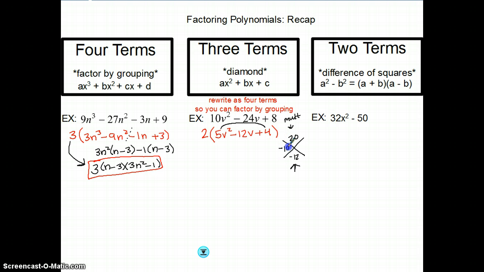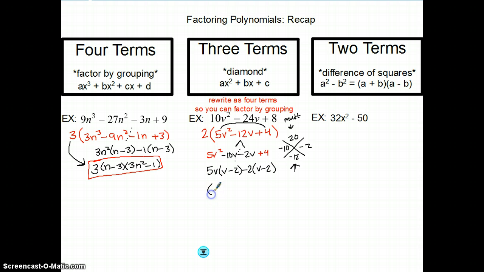Those 2 numbers are negative 10 and negative 2. So I rewrite my negative 12 in the middle as negative 10v minus 2v. It is the same thing as negative 12v, we just made it look a little bit different. We still have the plus 4 on the end and that 5v squared in the front. From here, I split my polynomial down the middle, take out the greatest common factor of 5v from the left, leaving me with v minus 2. And on the right, again, I have a negative coefficient for my first term, so I'm going to factor out a negative with the greatest common factor of 2, leaving me with v minus 2.